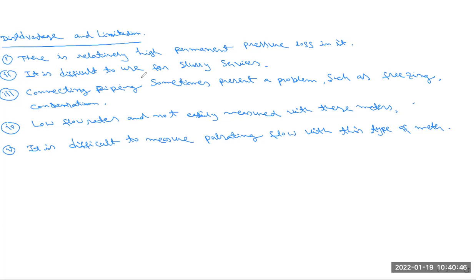Number two, it is difficult to use for slurry service. That means when any slack type of flow has to be measured, it is difficult to use this for slurry areas or slurry services.